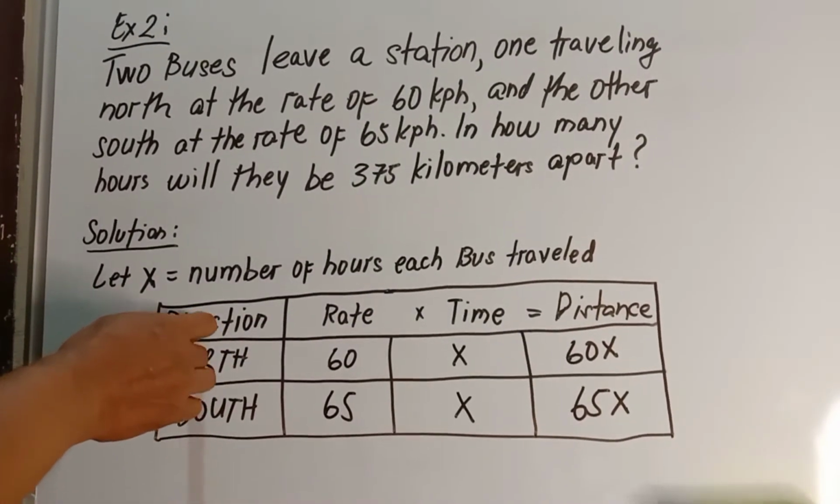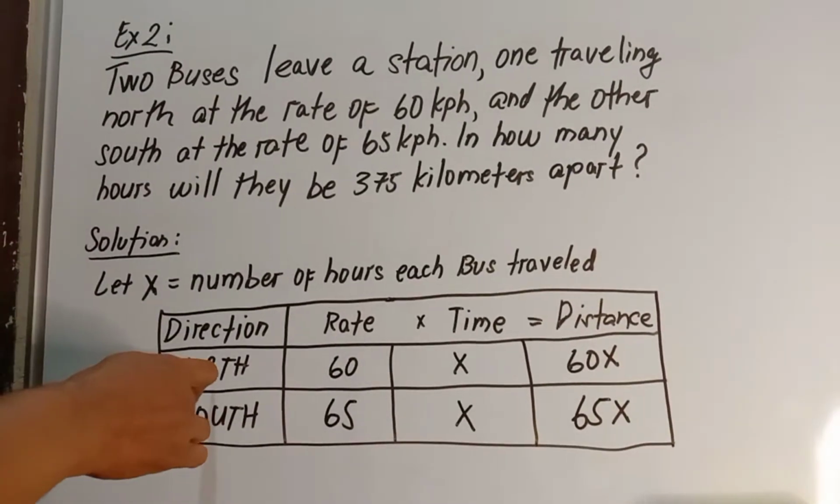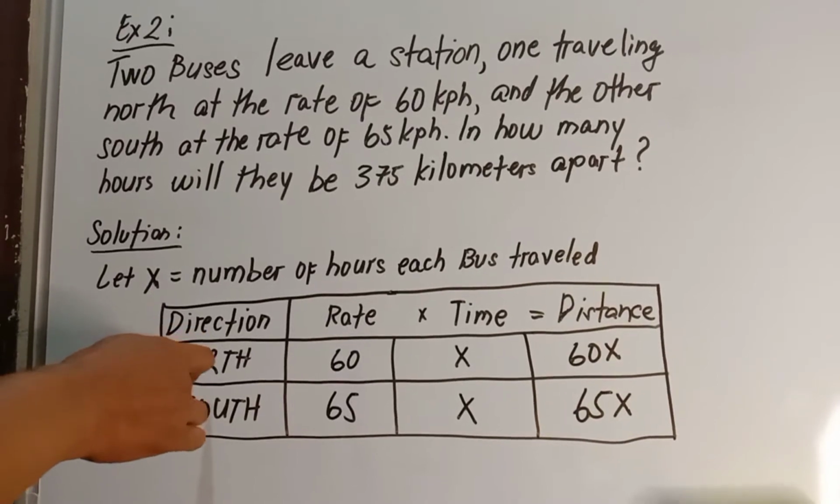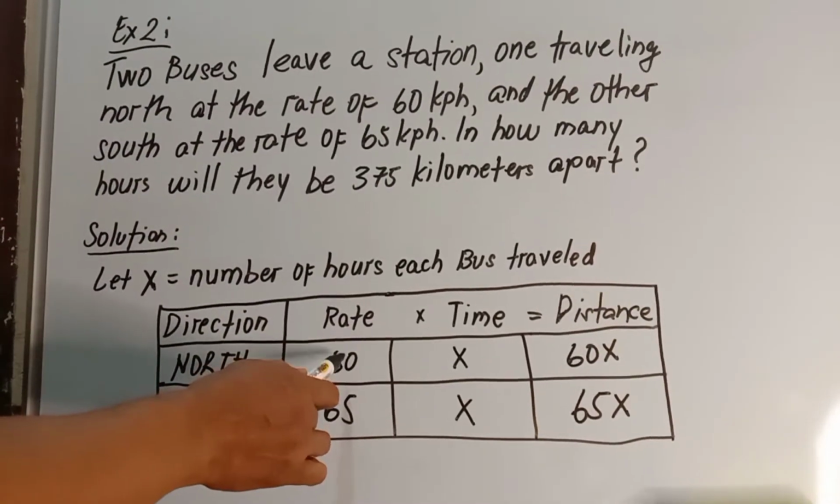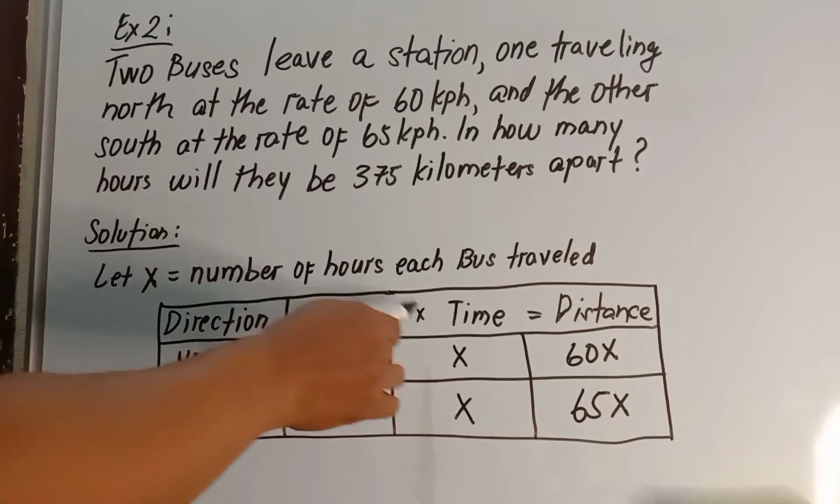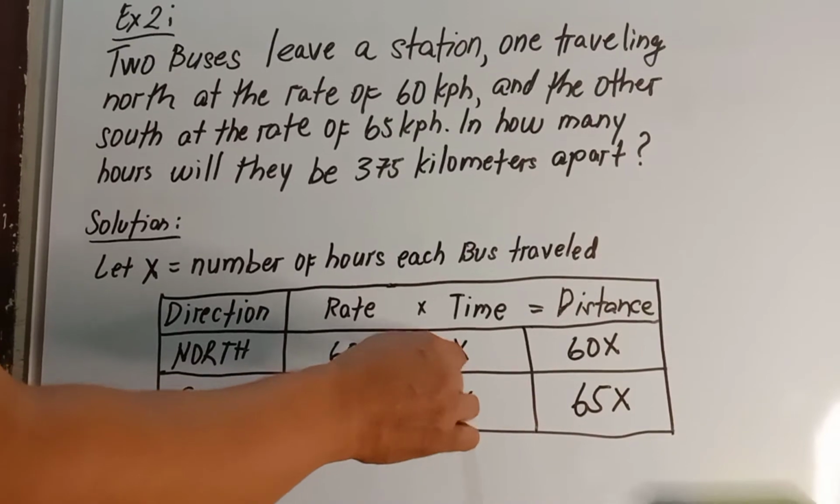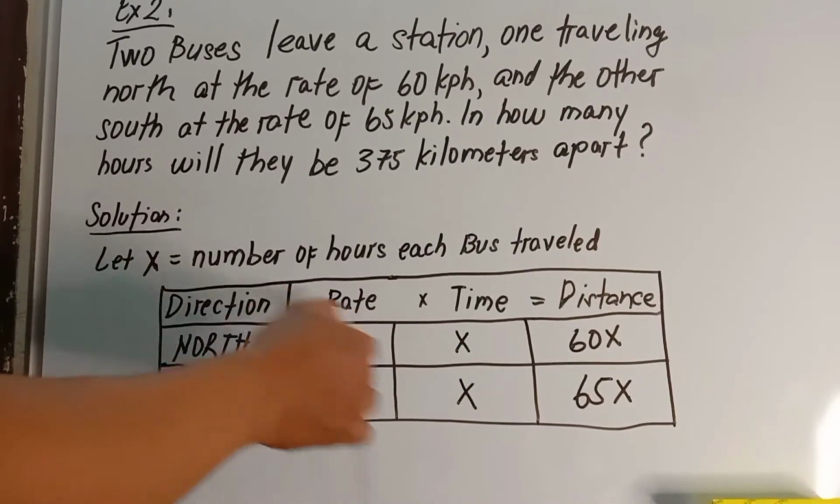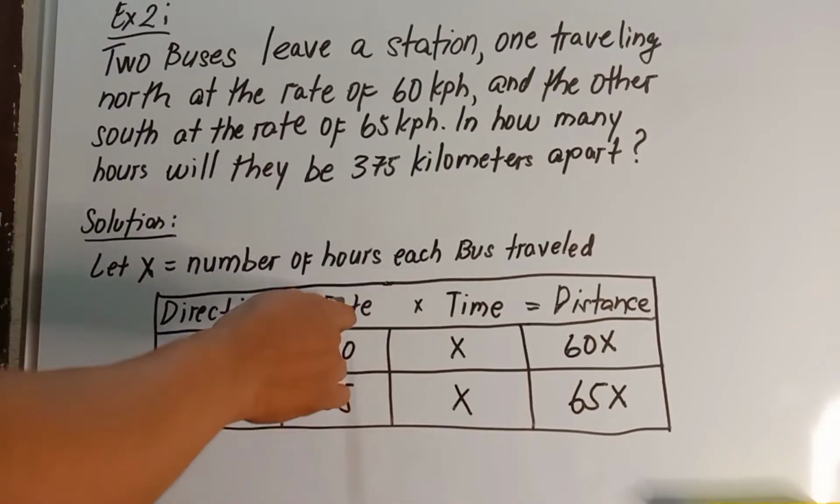The directions here are northbound and southbound. For the first bus going north, the rate is 60 km per hour, times the time which is unknown. So this will be x, our variable, and the distance will be rate times time.